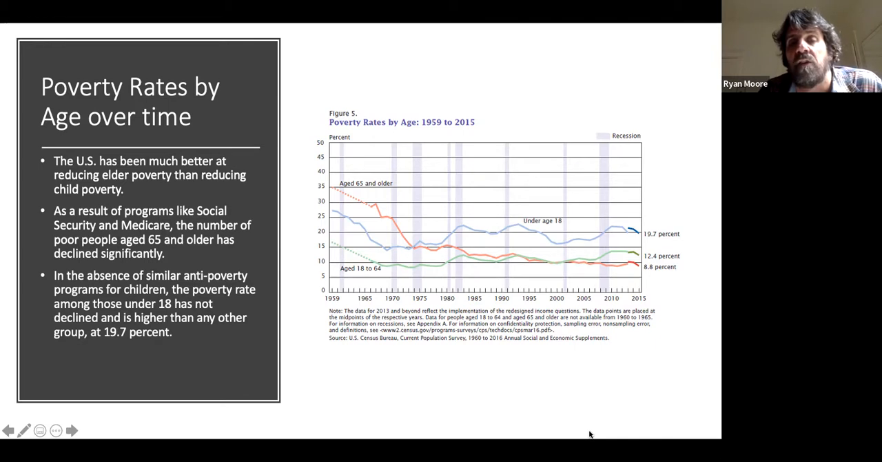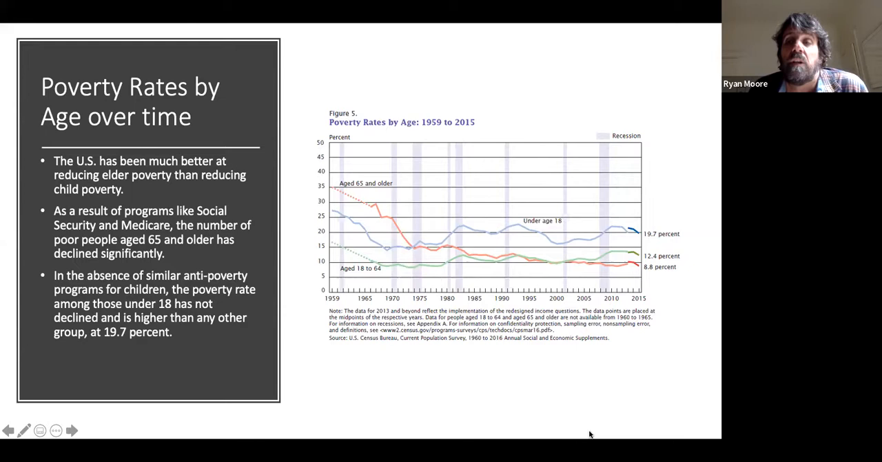The red line is the poverty rate for people 65 and older, for elderly poverty. And it used to be that this was the biggest group of poor people in the country. We had just millions of elderly poor people, and 35% of the elderly were living in poverty. And it was shameful. It was a real kind of embarrassing fact about the country, that we had all these people that were dying in poverty.